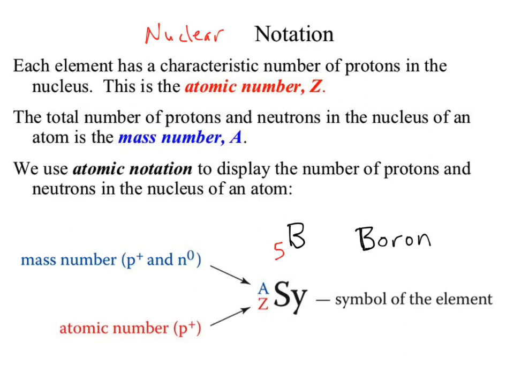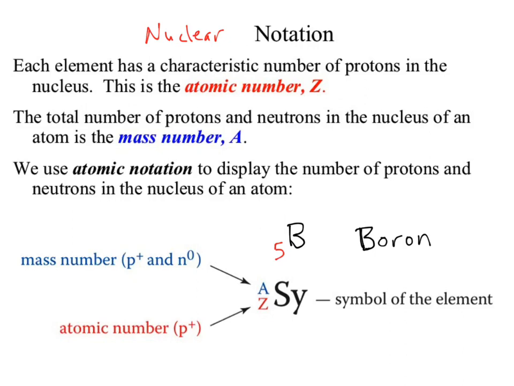Is the mass number specified on the periodic table? No, it is not. What is specified on the periodic table? The atomic weight, which admittedly they shouldn't be calling it weight. They should be calling it atomic mass. Either way, is atomic mass or atomic weight the same thing as mass number?